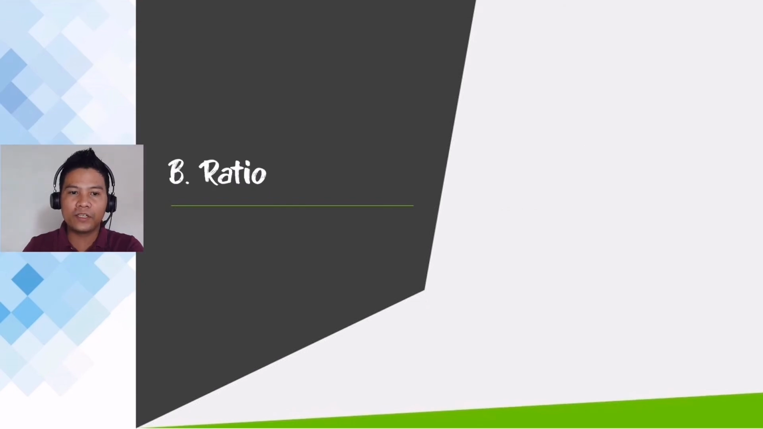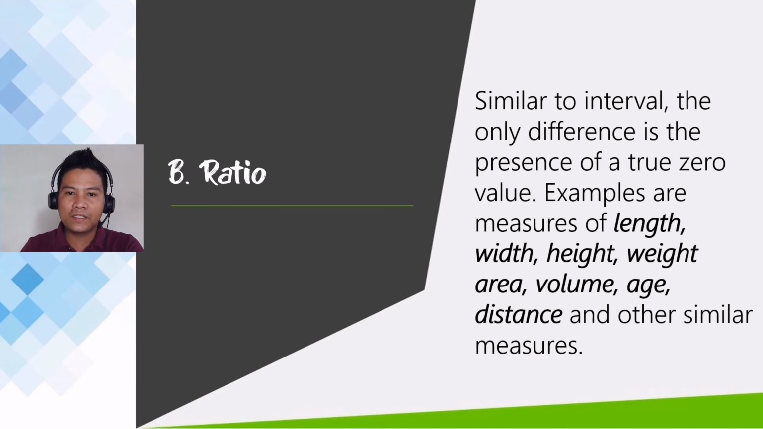Let's move on to ratio. Ratio is similar to interval. The only difference is the presence of a true zero value. Examples are measures of length, width, height, weight, area, volume, age, distance, and other similar measures.